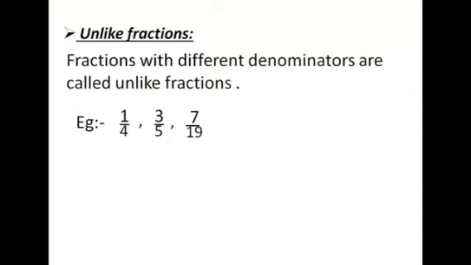Now tell me, what are unlike fractions? Fractions with different denominators are called unlike fractions. So here look at the examples: 1 by 4, 3 by 5, 7 by 19. Here the denominators 4, 5, 19 are all different. So they are unlike fractions.